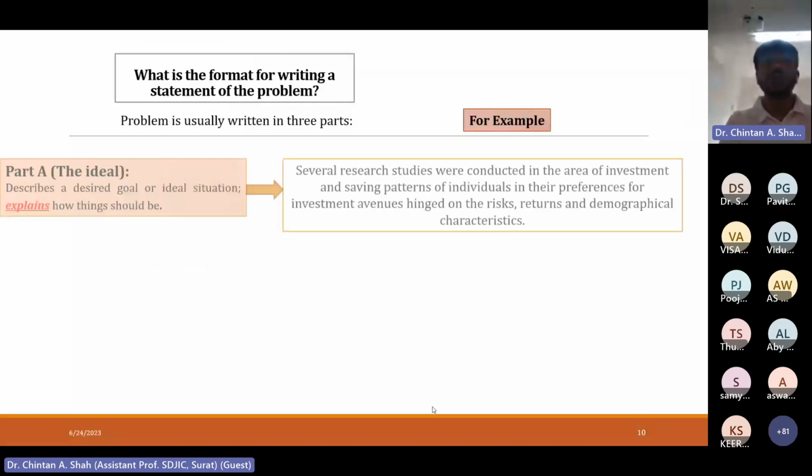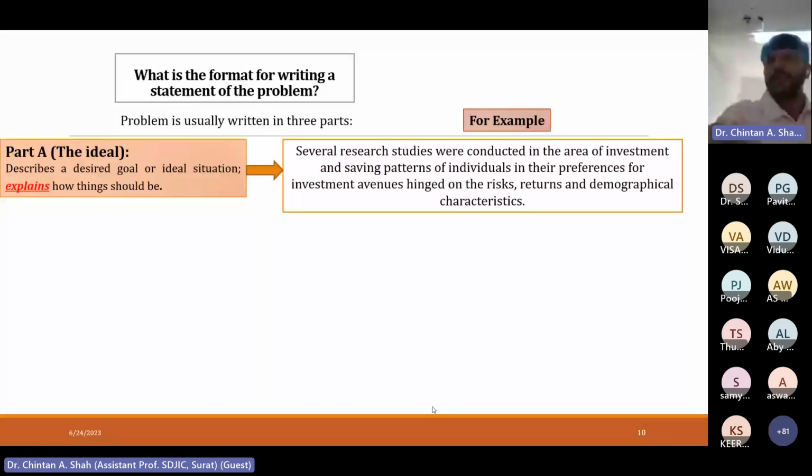So in the first paragraph, the first 3 or 4 lines describe your title, which remains the ideal. Okay, describe the desired goal or ideal situation regarding the topic. You just have to write common material from Google, from a notebook, from a previous paper. Okay, you can explain the thing.